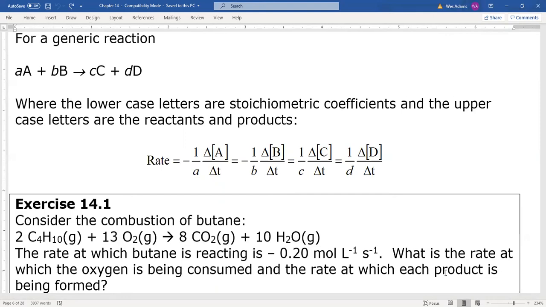The rate at which the butane is being consumed, and we're giving it a negative because it's being consumed, is negative 0.20 moles per liter per second. Those negative ones mean they're in the denominator, so that'd be moles per liter per second. Sometimes they do that in line in a sentence, so just be wary of that. What is the rate at which the oxygen is being consumed? That is the other reactant. And at which each product is being formed, and then we'll get the overall rate of the reaction, so you can see that it's independent of what you choose.